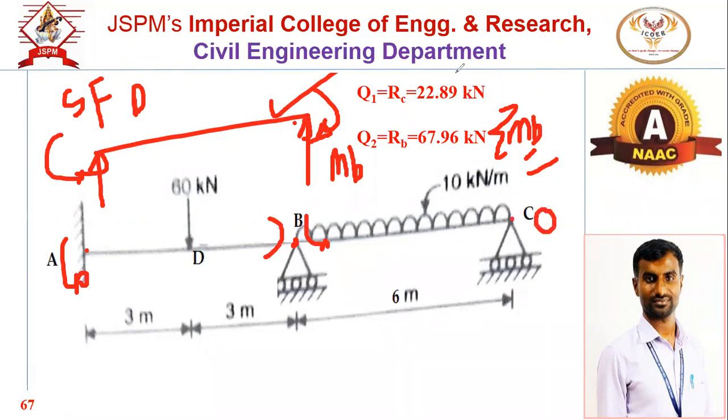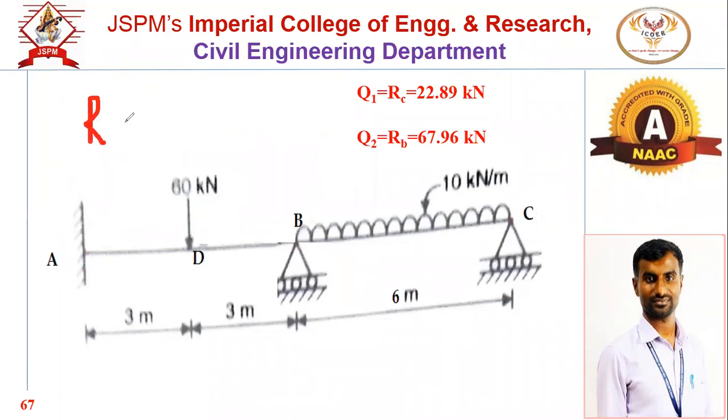So what is the homework for the next 1 hour? Find out the reactions at A, RA and MA. We will discuss how to get the superimposed BMD and how to draw it in the next session. So for the time being, the homework will be to get the reaction at A.